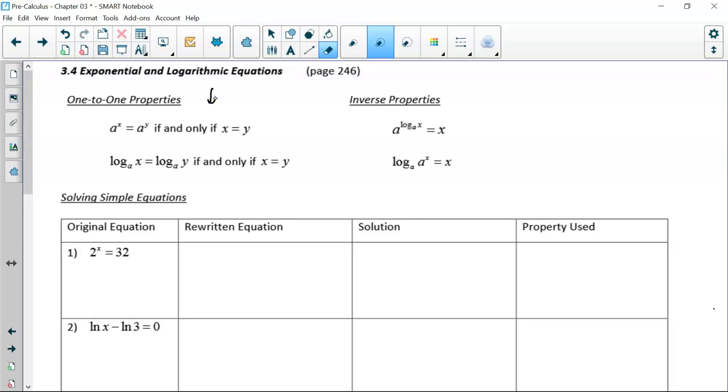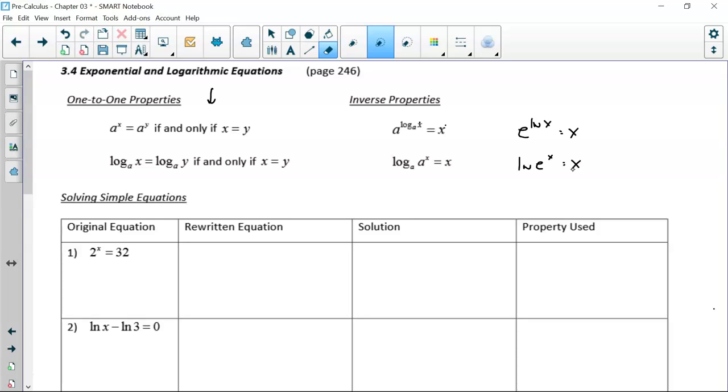Keep those in mind. And the inverse properties. The inverse of log is an exponential. So a raised to the log base a of x equals x. Log base a of a to the x also equals x. And also keep in mind, e to the natural log of x equals x, and natural log of e to the x equals x. The inverse of log is exponential. The inverse of e is natural log.